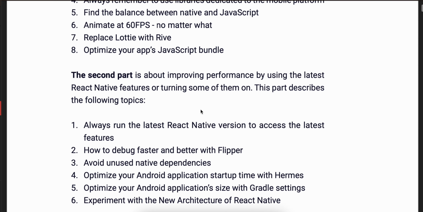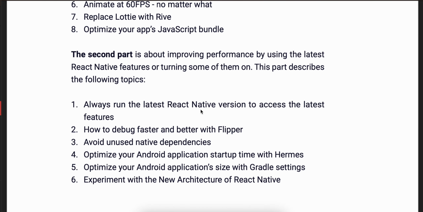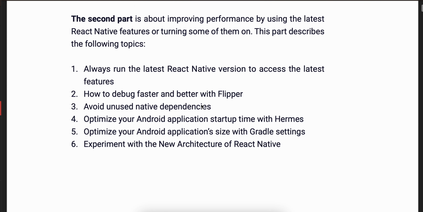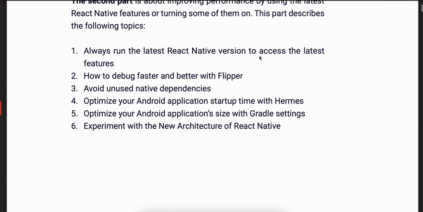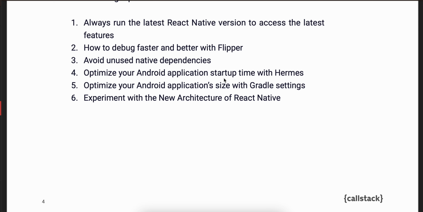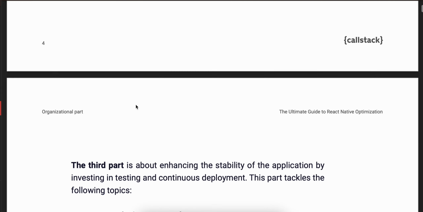The second part is about improving by using the latest React Native features or turning some of them on. This part describes the following topics: always run the latest React Native version to access the latest features, how to debug faster and better with Flipper, avoid unused native dependencies, optimize your Android application, start off with Hermes, optimize your Android application size with Gradle settings, experiment with the new architecture of React Native.